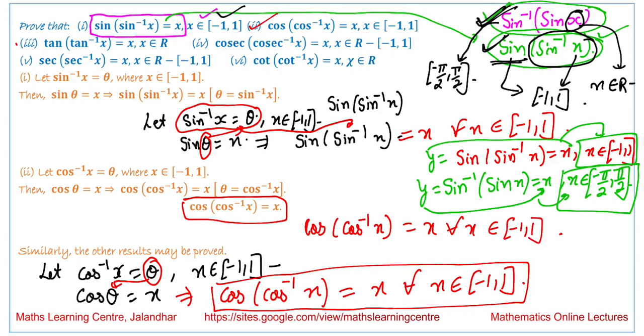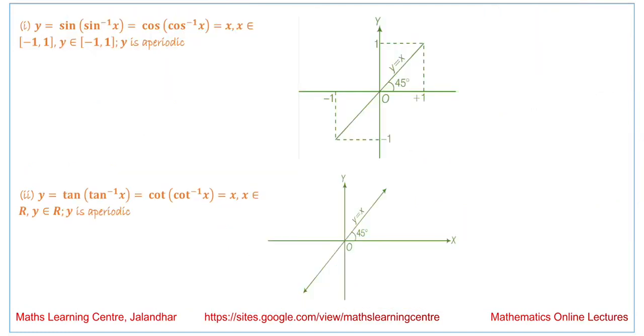Similarly, we can prove these other results, that in all these cases, when x belongs to R, or x belongs to R minus the interval -1 to 1, in all these cases these functions are equal to x. Next we are talking about these functions. It is important to note over here that all these functions are now not periodic.